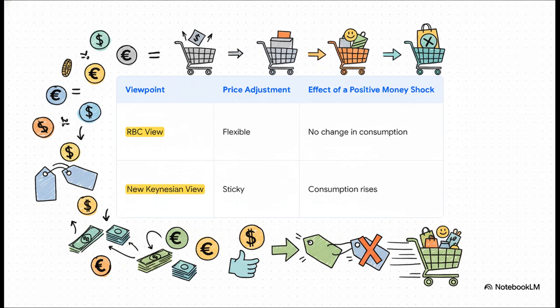But in the new Keynesian corner, they argue that prices are sticky. They don't change right away. So when there's more money, people can actually run out and buy more stuff before prices catch up. In that world, money is definitely not neutral.